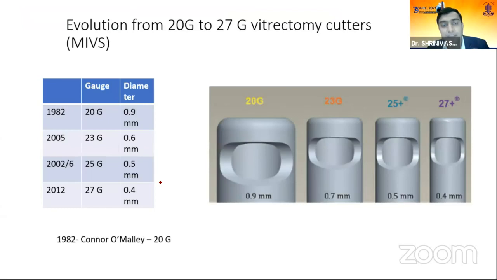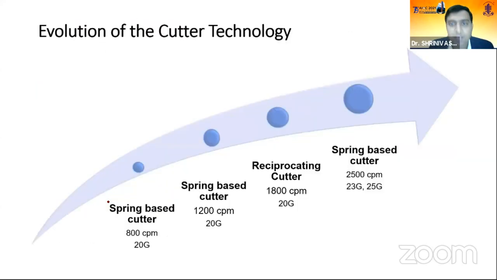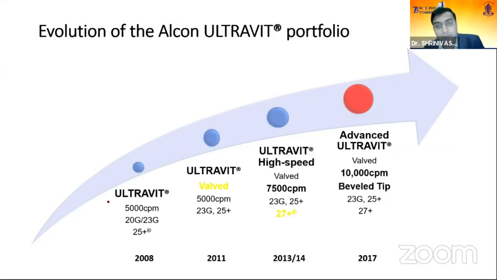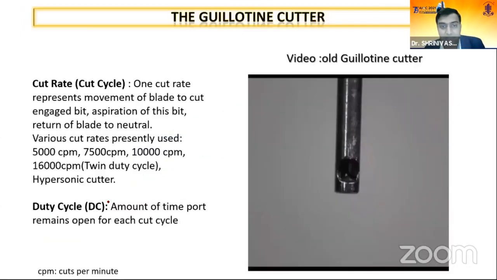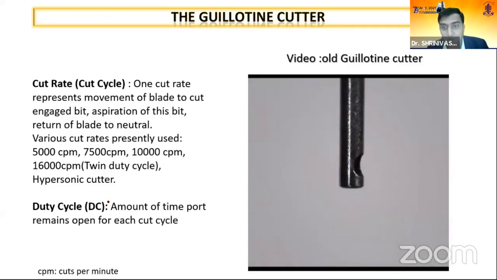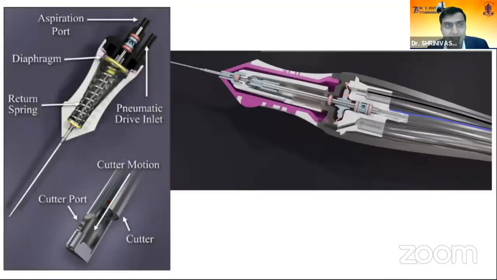So coming to MIVS, we all know we have evolved from 0.9 mm to 0.4, that is from 20 gauge to 27 gauge. It has gone from 800 cut rate cutters to reciprocating, spring-based cutters, and now we are into the ultravit, that is the dual pneumatic cutters. The most important things you need to know are the cut rate and the duty cycle. Duty cycle is the amount of time the port remains open in each cycle. So this is the dual pneumatic cutter, where air pushes it in and air takes it out.